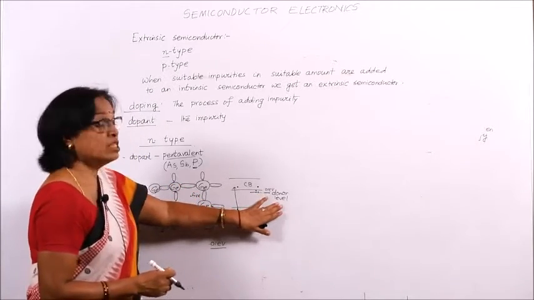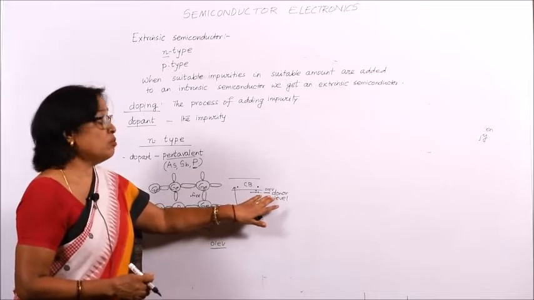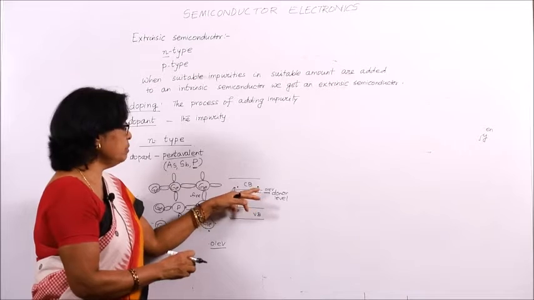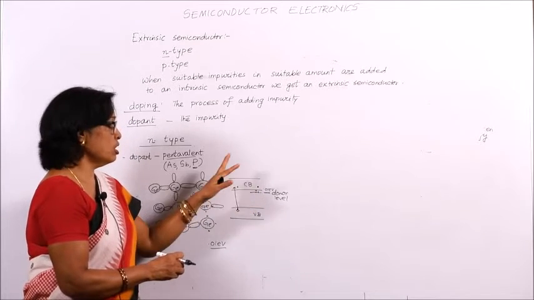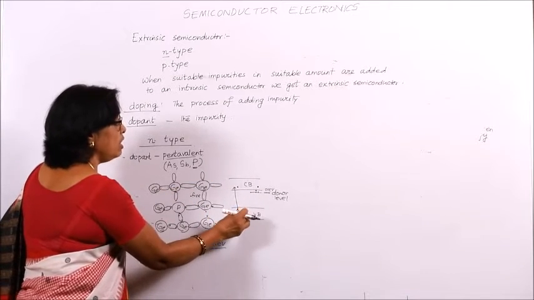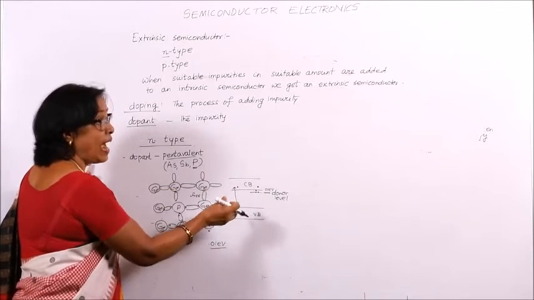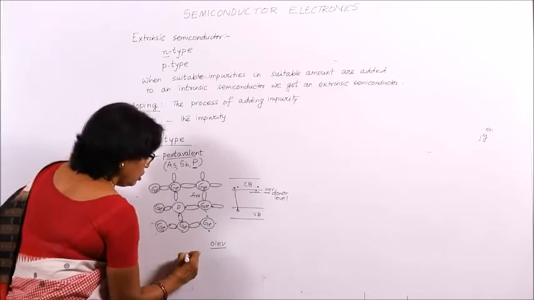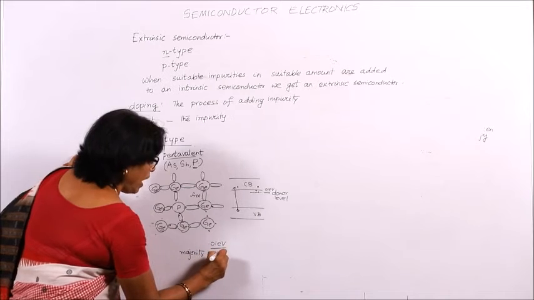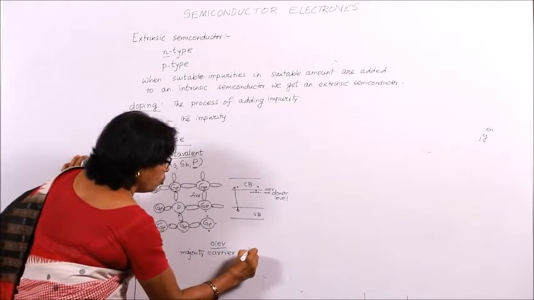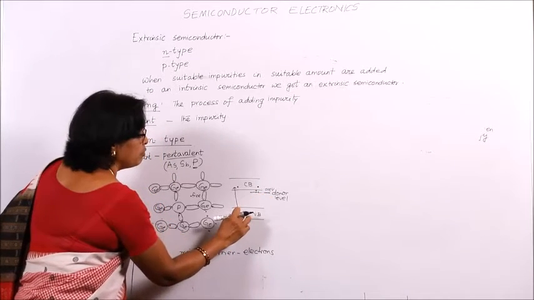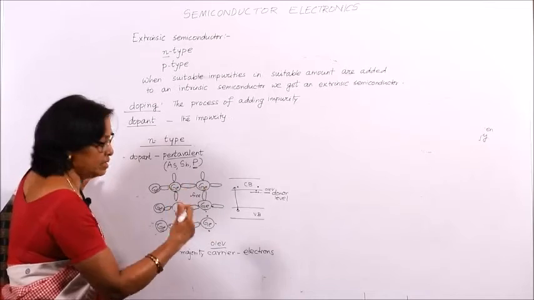So the impurity here is called a donor atom. The donor atom also gives an electron to the conduction band. If you give that energy, it will go to the conduction band. So there are more electrons than holes. Holes are only because of the breakage of covalent bonds at high temperature. So in this case, the majority carriers are electrons, which are produced by two means: one from the donor, and one from the breakage of covalent bonds, like the intrinsic.